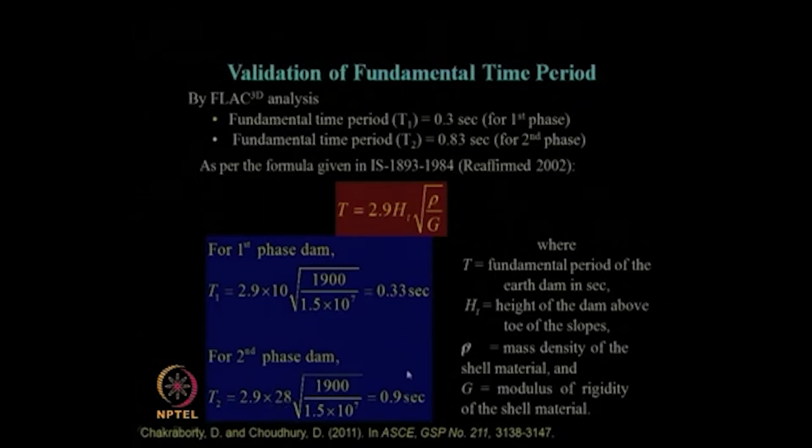You can compare these values of 0.33 second as obtained using this IS code value and as obtained in the FLAC 3D analysis. They are quite comparable. Also for the second phase of the dam.